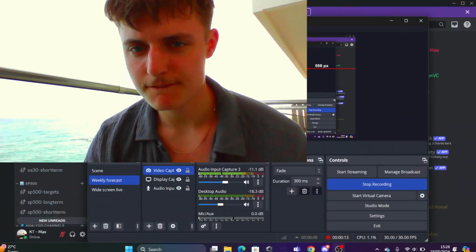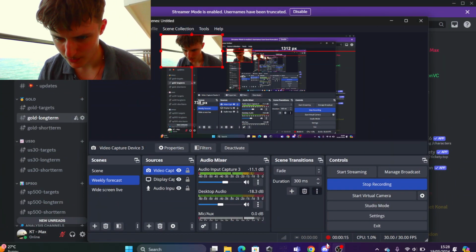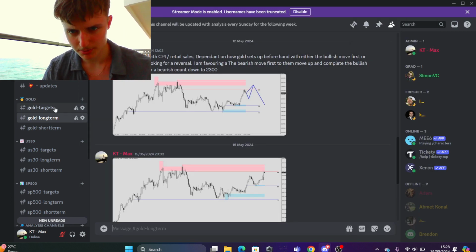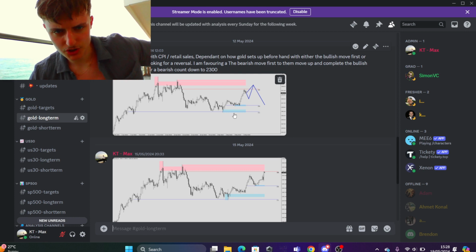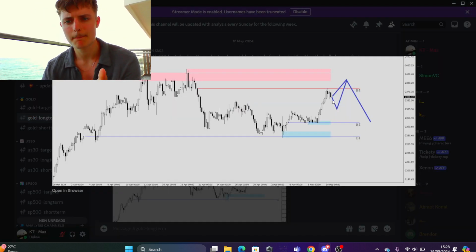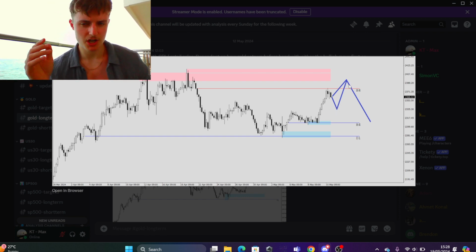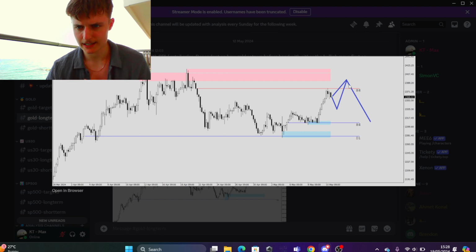So if I minimize myself a bit and then we go into Discord. Okay, so we're going to start right here. This is the long-term positions that we have in gold. And we're going to start off with the weekly forecast, which is right here. So we are anticipating this kind of bearish move first. This is the primary target. And then we want to go bullish to target 2388, but we'll get to that later on.